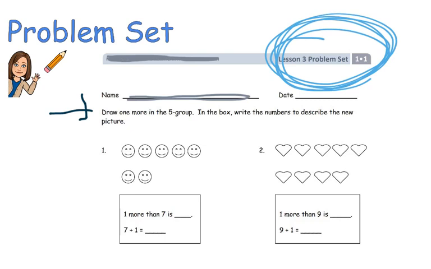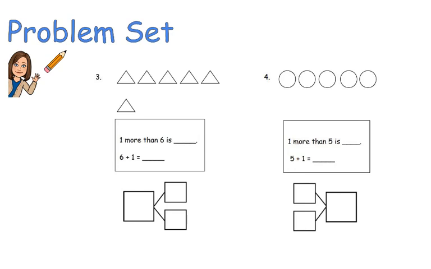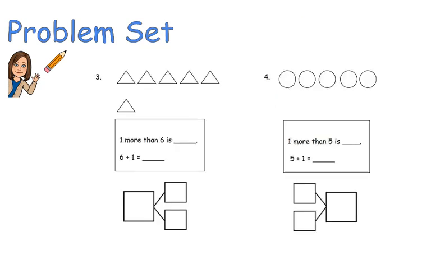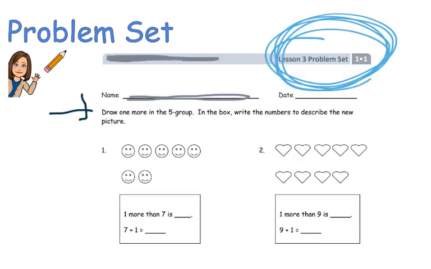So we have our pictures here. You may have some more problems on your page. The rest of the page looks like this. I just cut it in half so I can have it bigger so it's easier for me to write. That's all. Sorry, I should have said that first. So you should have smiley faces, hearts, triangles, and circles all on your page. So we're going to start with the smiley faces, okay?